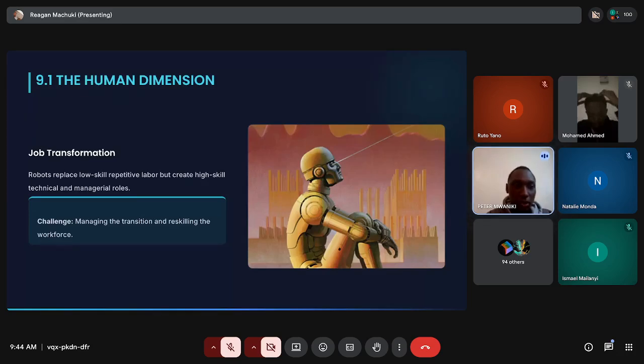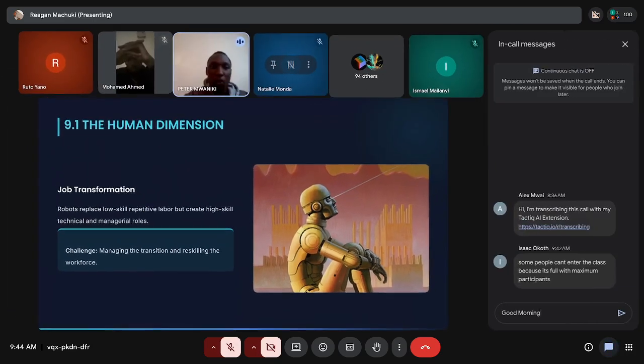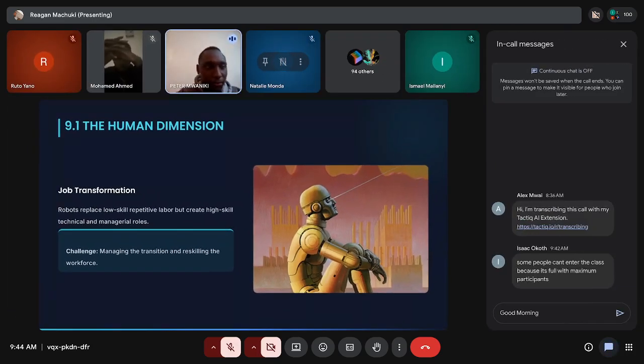Okay. So job transformation. Robots replace multiple repetitive labor and create high-skilled technical and managerial roles. The challenge with this is managing the transition and scaling the workforce. Open the next slide.